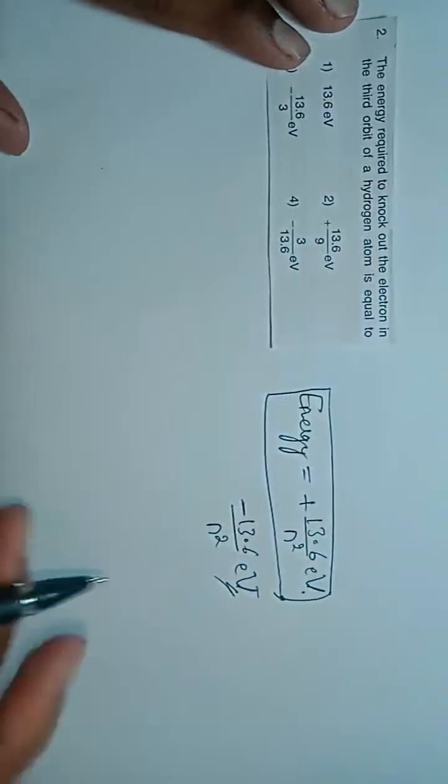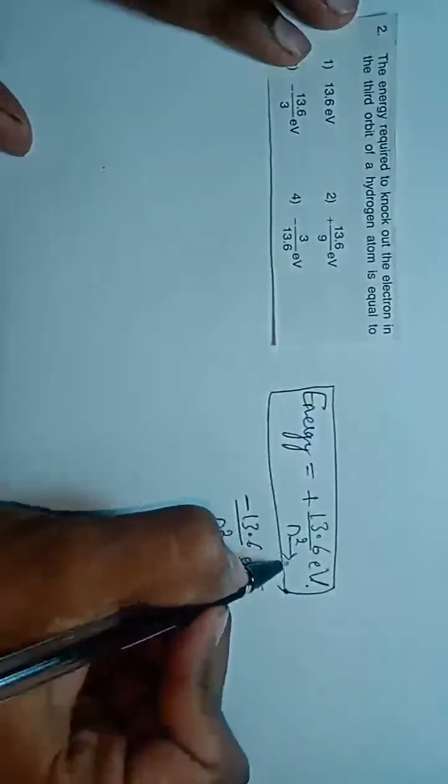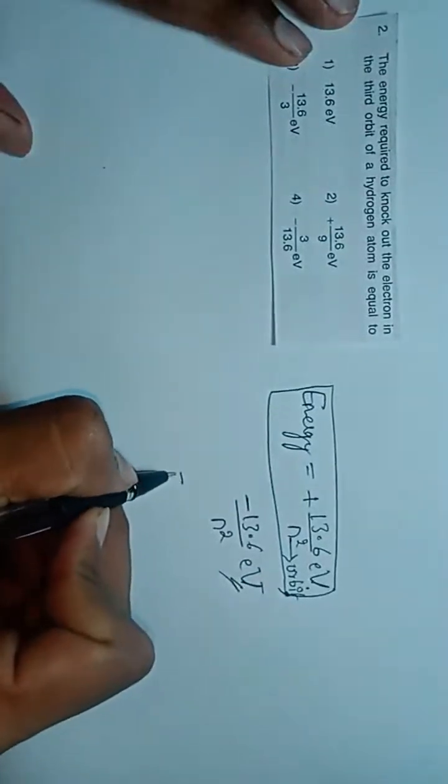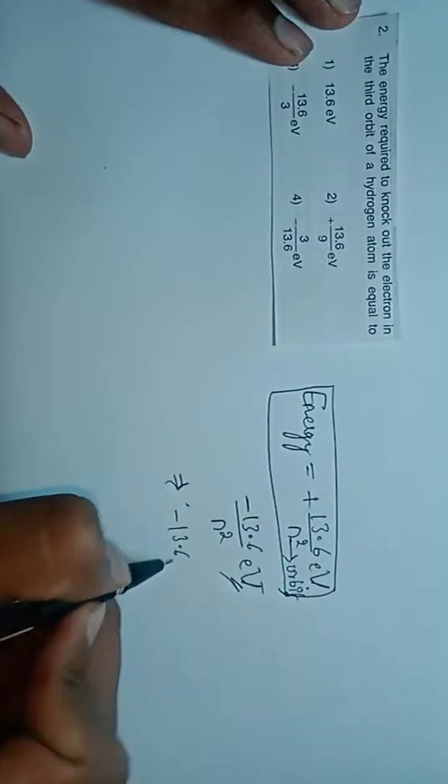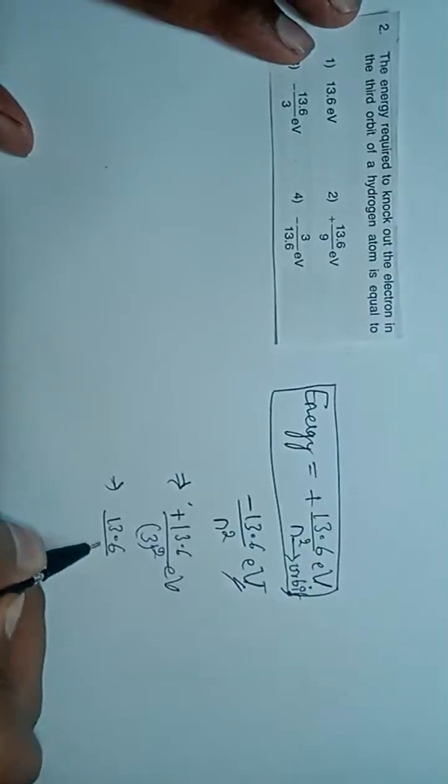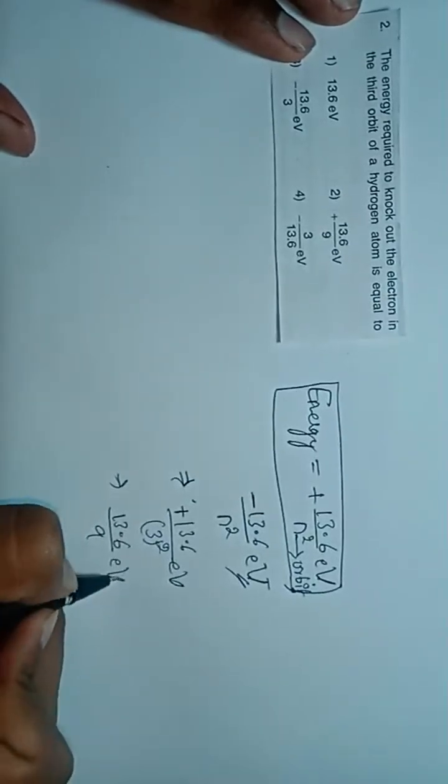Again, n denotes the orbit where it lies. From the question, they ask to remove from the third orbit. So 13.6 by n square, third orbit means 3 square, electron volt. Solving that, plus 13.6 by 9 electron volt.